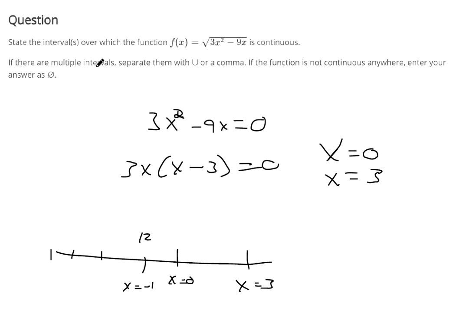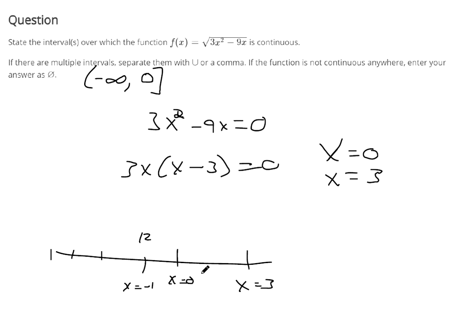So where is this thing continuous? It's continuous from negative infinity up to negative 1. And let's put a pin in that because, oh, sorry, up to 0. Negative 1 was just a test point, right? It crosses at 0. And that means we need a bracket because x equals 0 is perfectly fine. Square root of 0 is 0.